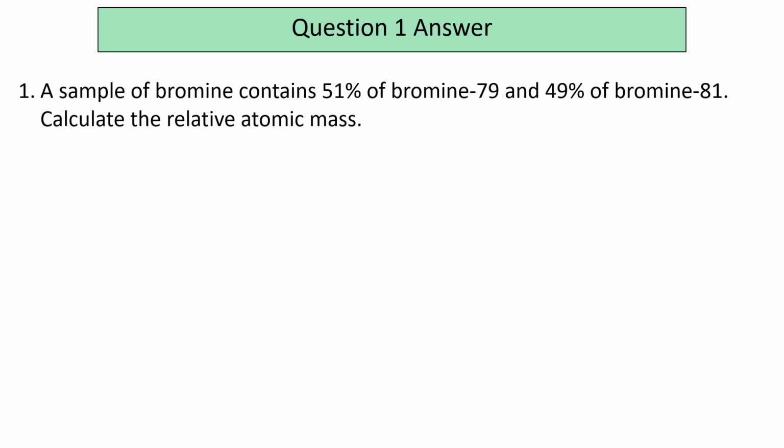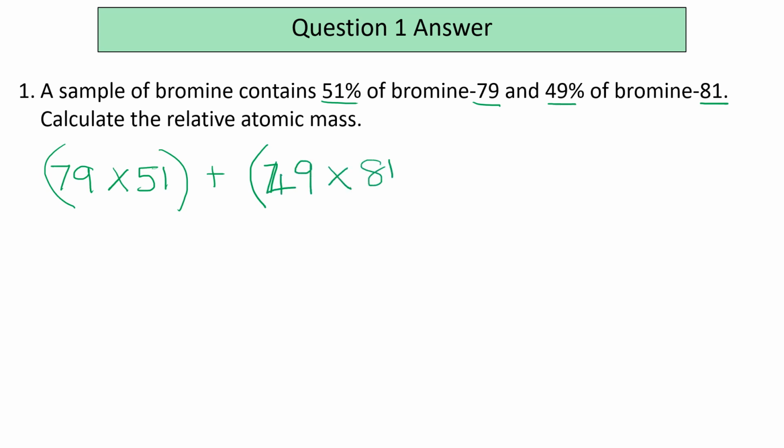First, we need to take the percentage abundance of the first isotope with a mass number of 79. So we do 79 multiplied by 51, place it in brackets. So those two numbers there. And then for our second isotope, which is 49% exists as bromine 81, we just simply add that together and multiply those numbers. It's 49 multiplied by 81, divide by 100, and we get an answer of 79.9.